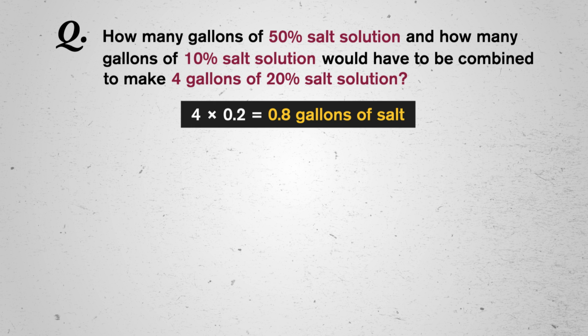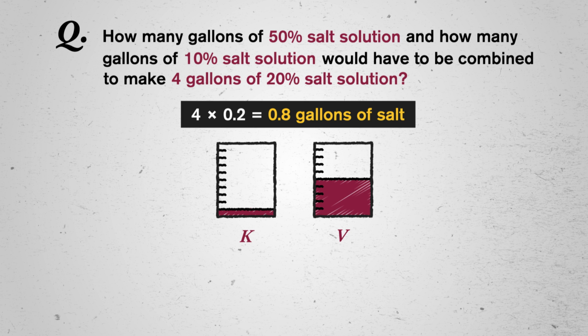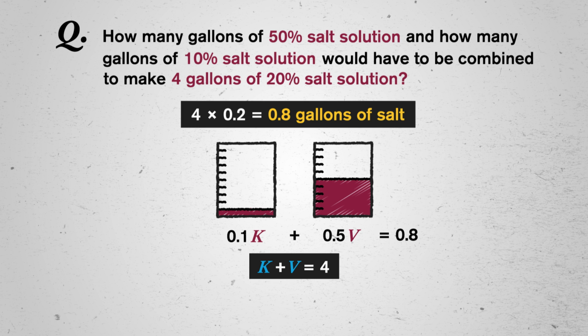And to graph, we'll need to turn our information into equations. Now I'll call the amount of 10% solution we have K for kinda salty, and the amount of 50% solution V for very salty. Then K and V added together need to sum to 4. Now we need a second equation to bring in the salt. The amount of salt from the kinda salty solution will be 0.1 times K, because 10% is salt. And the amount of salt from the very salty solution will be 0.5 times V, because it's 50% salt. Added together, that's our total amount of salt.